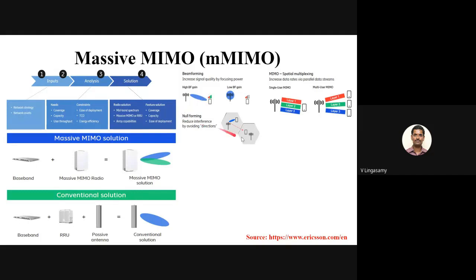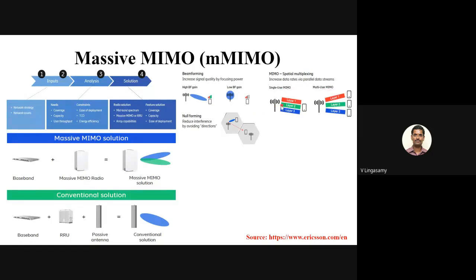And the second thing is interference. For example, this user is being catered to by this particular cell, but it is interfering with this other cell as well. It has to communicate only with its own cell, but it is interfering with this one. Therefore, we can send a null towards this user so that we avoid it interfering with this particular cell.